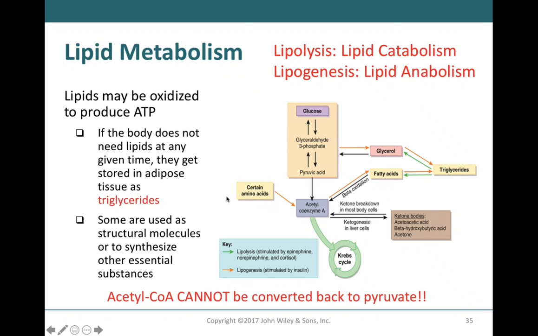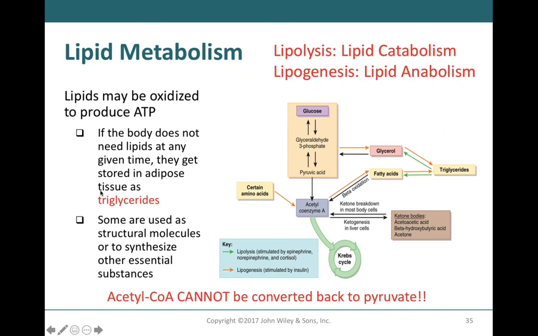We can also use certain amino acids. Certain amino acids can feed in to form acetyl-coenzyme A, and they can also feed into the Krebs cycle at other places. The green arrows here show lipolysis reactions, and the orange arrows show lipogenesis reactions. So lipogenesis, referring to the formation of lipids, is going to move in this direction. So lipogenesis will form triglycerides. Lipolysis will break down lipids. Now, if we take in more triglycerides than our body is going to need, they're going to be stored in adipose tissue, and adipose tissues are our fat cells. So triglycerides are a storage form of fat that we will find in our adipocytes.